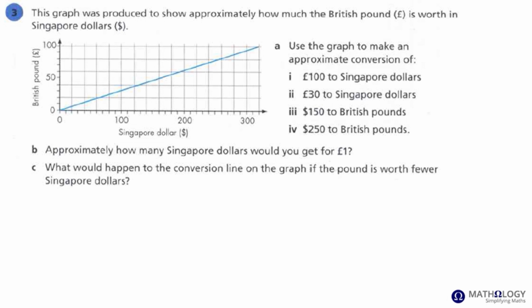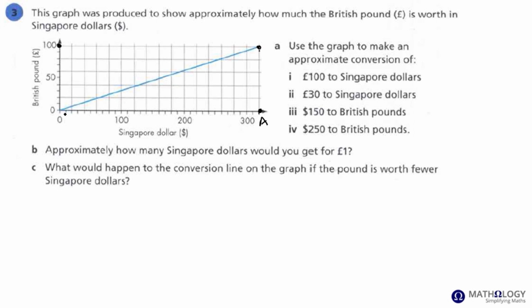Question 3. This graph was produced to show approximately how much the British pound is worth in Singapore dollars. Use the graph to make an approximate conversion of 100 British pounds to Singapore dollars. British pounds is the y-axis, Singapore dollars is the x-axis. So if we want 100 pounds, we go to 100 on the y-axis, draw a horizontal line across to the function, and then drop a vertical line down to the x-axis. So we'll have this point A. And now we just need to read that off.